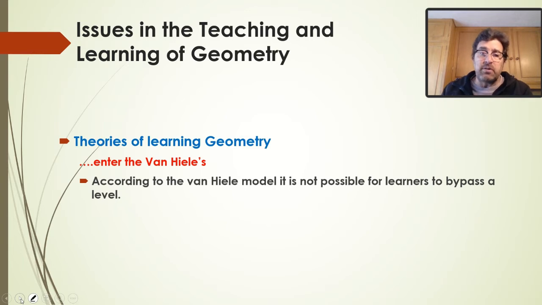According to the Van Hiller model, it is not possible for learners to bypass a level. And that is key. That means that if we start teaching on a level 3 or a level 4, and a child is still on level 1, that child is lost in your geometry class. That child is not afforded the opportunity to learn geometry the way it's supposed to be taught and understood, because we are at a different level.